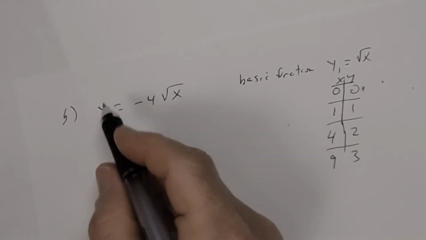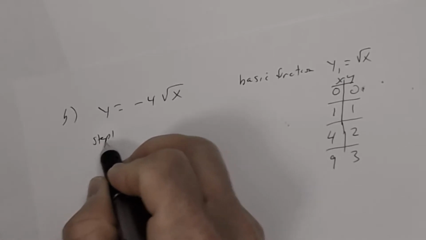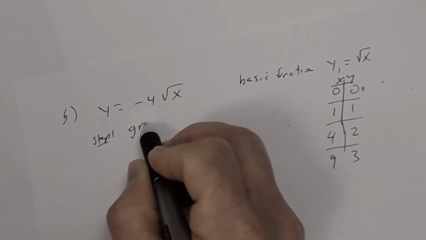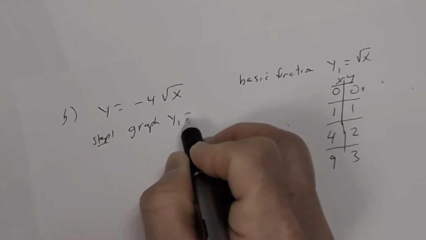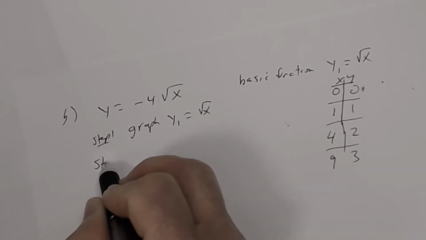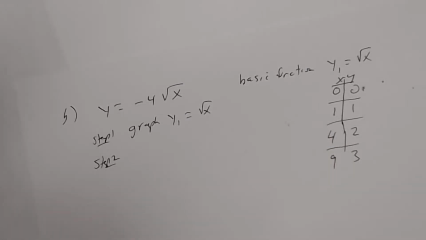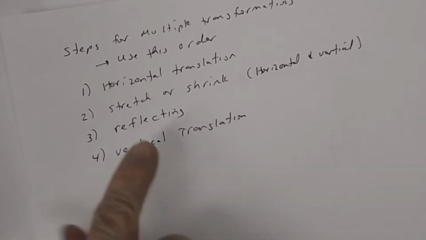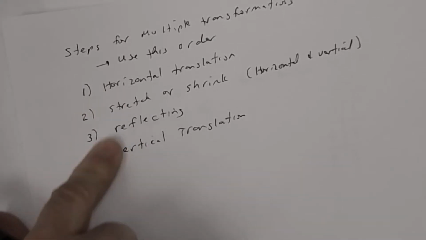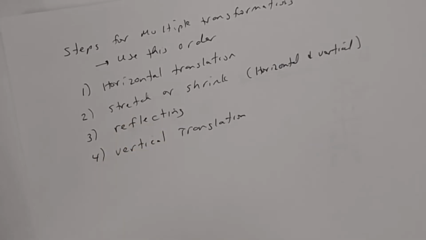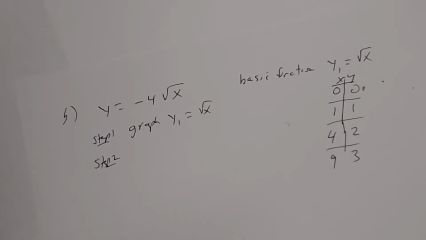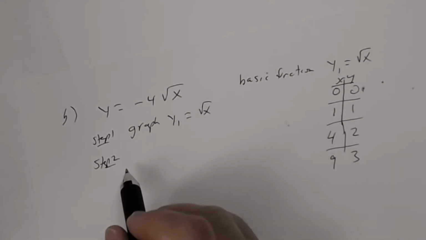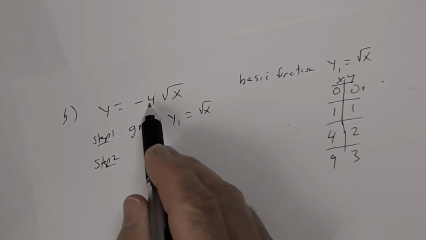We didn't write the steps, so let's write the steps. Step 1 is to graph y1, which equals square root of x. Step 2, remember, you must make sure you do the order. So we're doing the stretch and shrink right now. So step 2 is do the stretch or shrink.